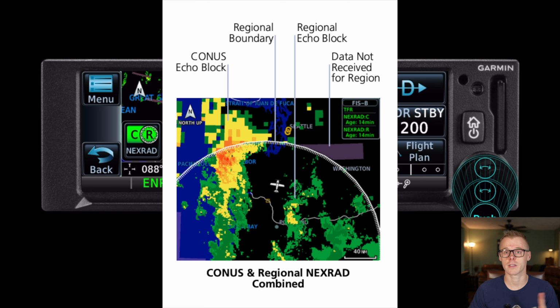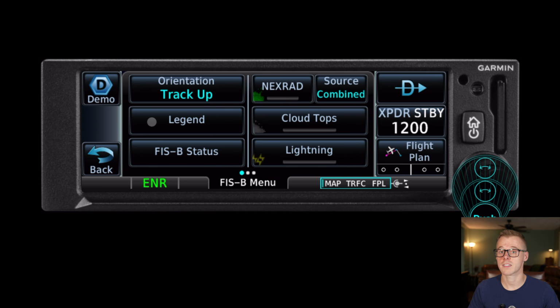I will throw up an image from the pilot's guide so you can kind of see the difference between the regional and the continental US coverage. You'll note that the regional coverage is a much higher resolution image. It's much more usable. So the next weather-related overlay that I want to talk about is cloud tops, and that displays the highest visible portions of cloud within your regional area.